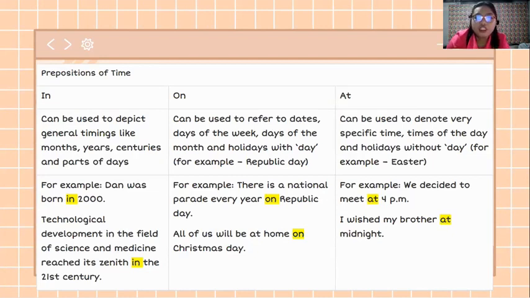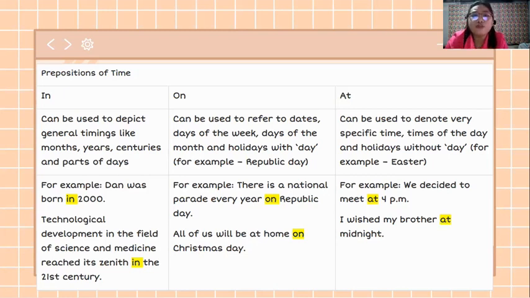Next is prepositions of time: in, on, and at. In can be used to depict general timings like months, years, centuries, and parts of days. For example, Dan was born in 2000. Technological development in the field of science and medicine reached its zenith in the 21st century.